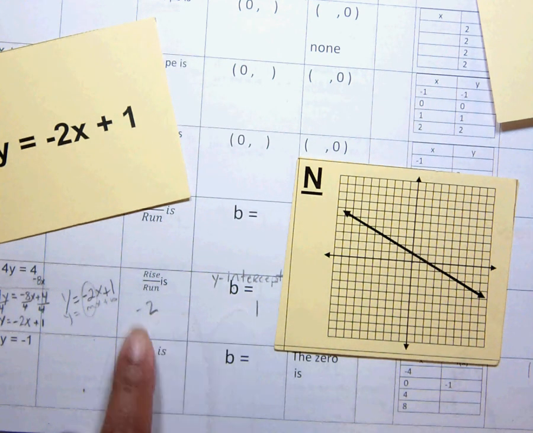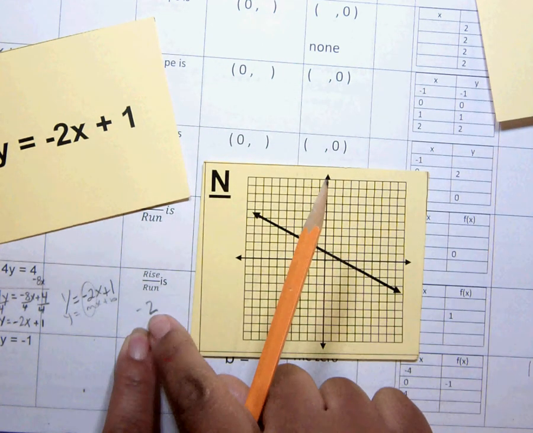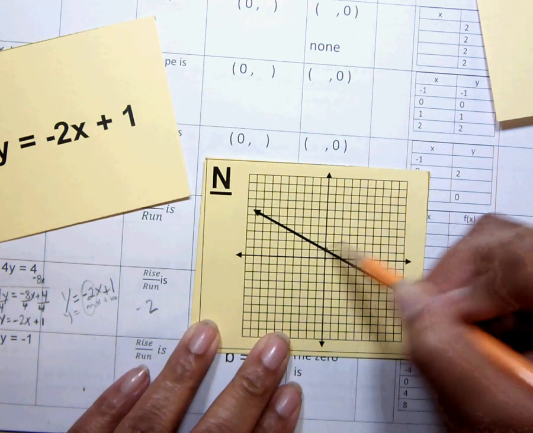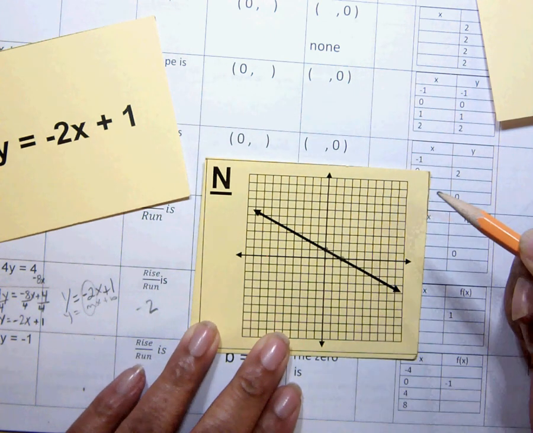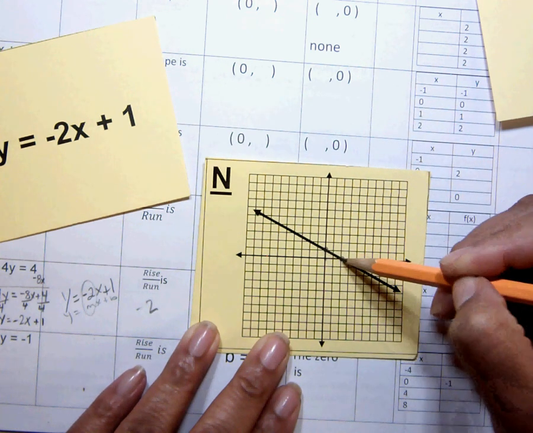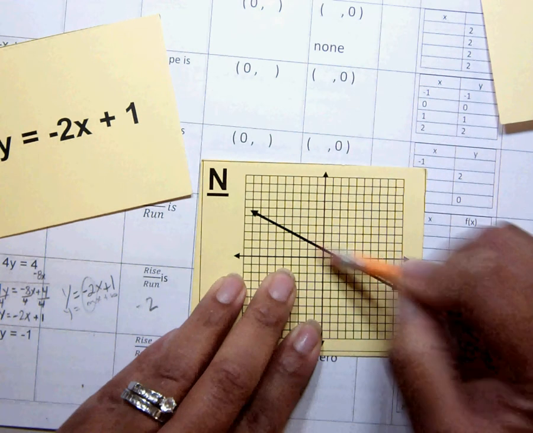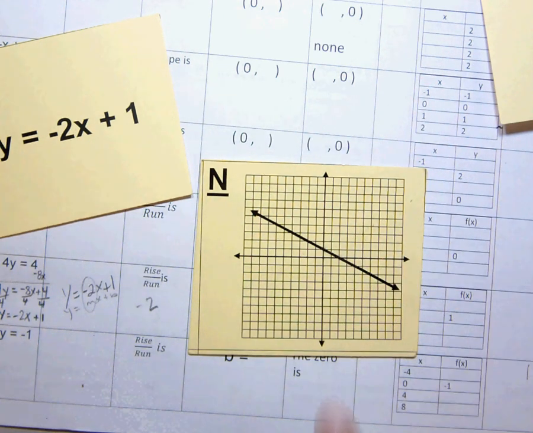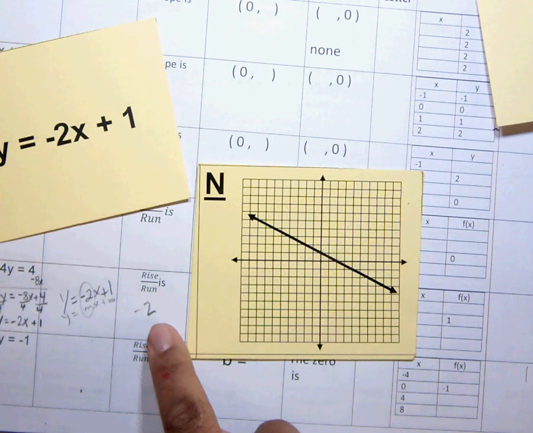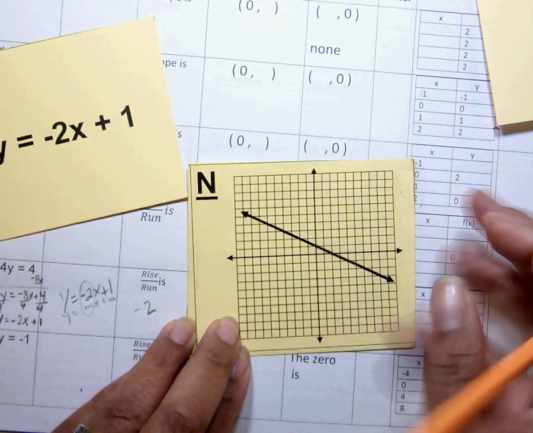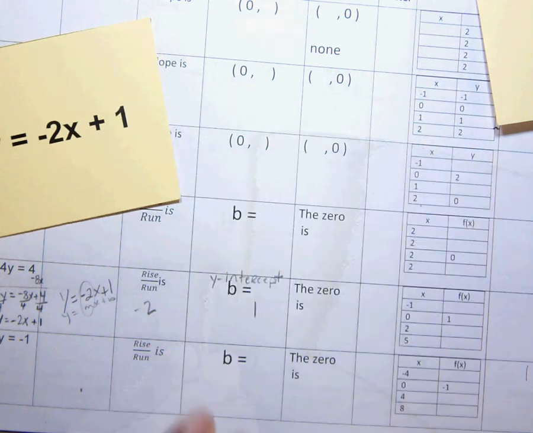Well, let's check the slope. To check the slope, you need to have the points. So let's find the points on the graph. I can use that one and that one. And let's check it and see what that is. Down 1, to the right 2. Okay, so my rise was negative. It went down 1, and then my run was 2. So is that negative 2 or is that negative 1/2? This is negative 1/2. So this is not the right graph.